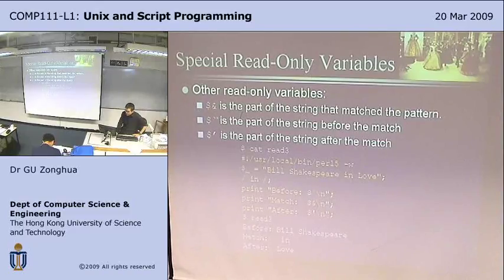So other $ampersand means the part of the string that matched the pattern. So this guy means match this regular expression. What is this? This is space in space. So it'll match this part of the string. Therefore, $ampersand will contain space in space. That's $ampersand.